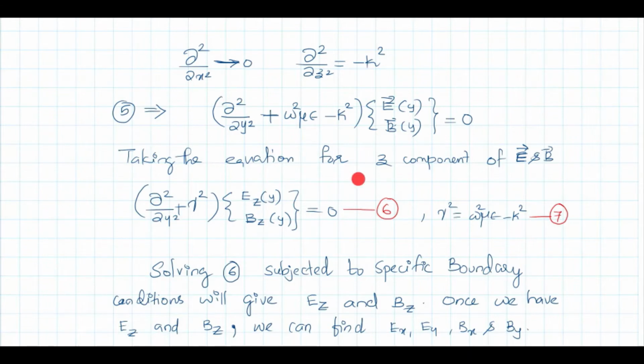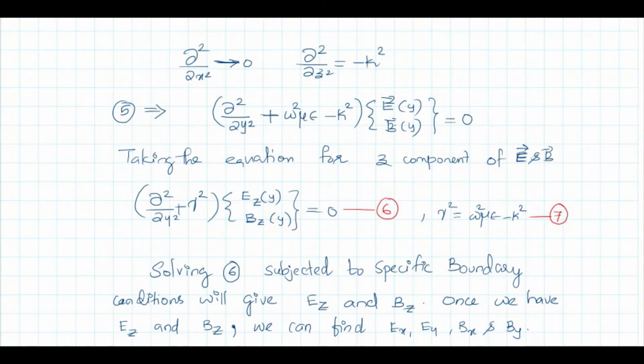So the wave equation for z component of E and B is like this: ∂²/∂y² plus γ² acting on Ez or acting on Bz equal to 0. This is equation number 6. Here γ² is nothing but ω²με minus k². Now, solving 6, this is a wave equation with some specified boundary conditions. By solving this equation with certain specified boundary conditions, we can find Ez and Bz. These values of Ez and Bz can be used to find Ex, Ey, Bx and By. That is the idea.